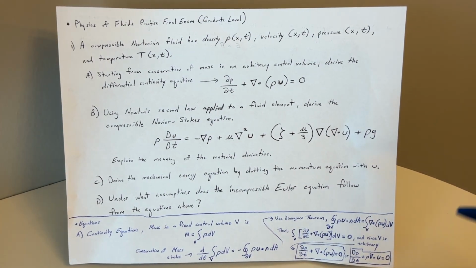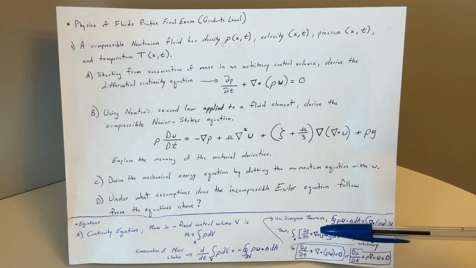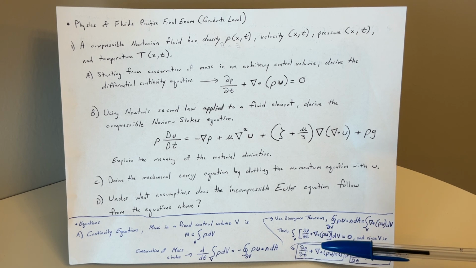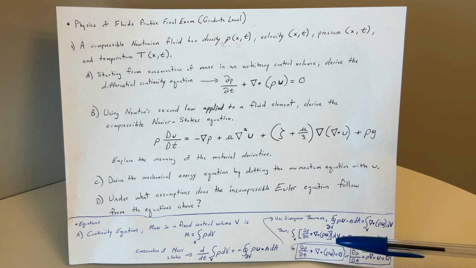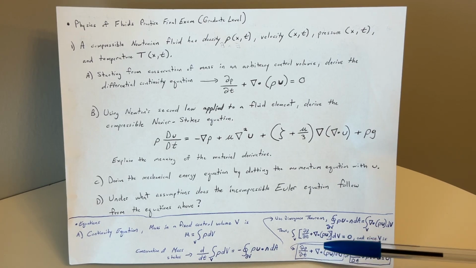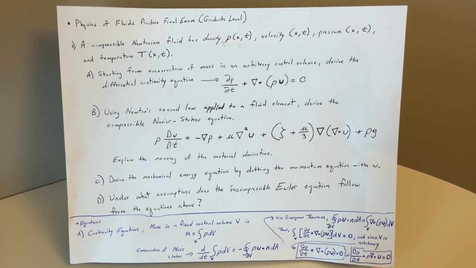Okay, and from there, writing this out, this is going to be the integral of d rho/dt plus del dot rho u dV equals 0. And since V is arbitrary, what we could say is d rho/dt plus del dot rho u equals 0, or capital D rho/Dt plus rho del dot u equals 0. Okay, so this is more of a textbook derivation here for letter A.